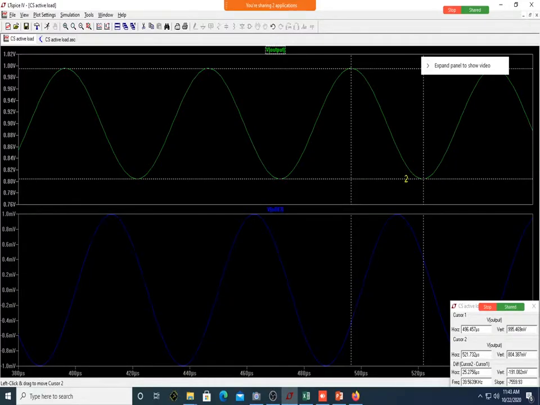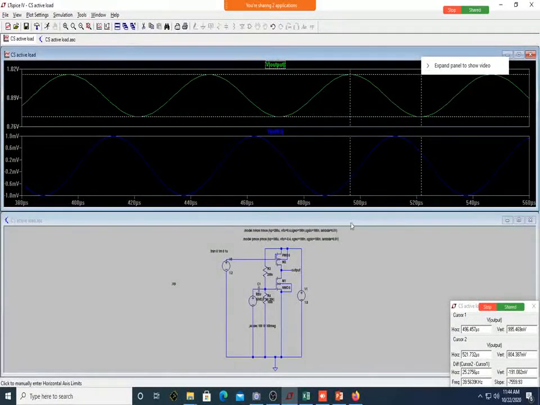Now what we are trying to do is have an active load. We want to have an active load in the form of a transistor, which will consume lesser voltage but will give very high resistance. That's why now you can see I'm getting a gain of almost 80. Let me just go back and find out the reason why I'm getting it as 80.